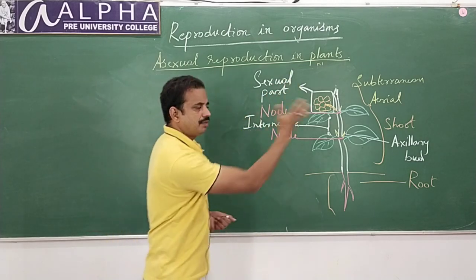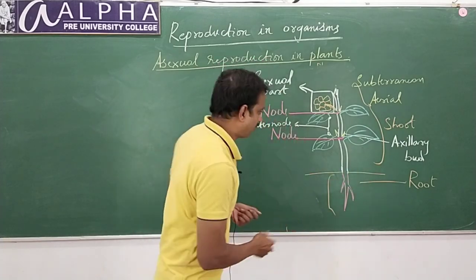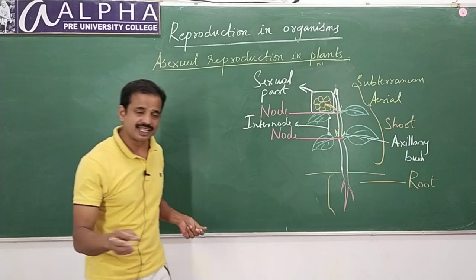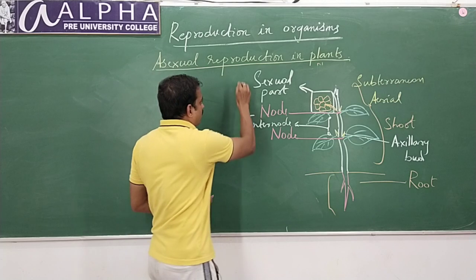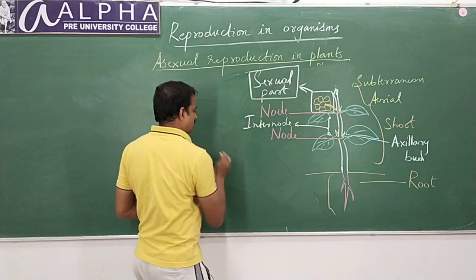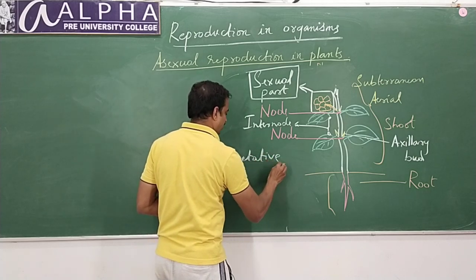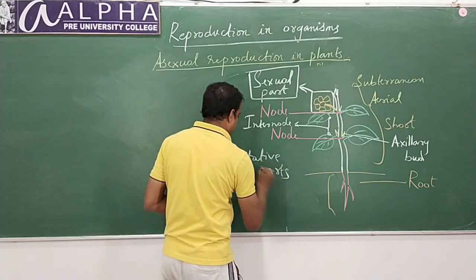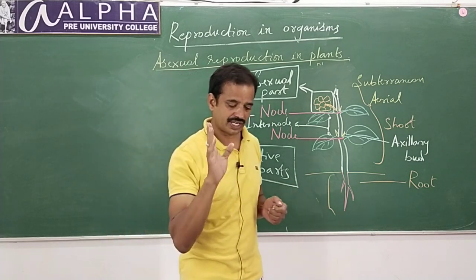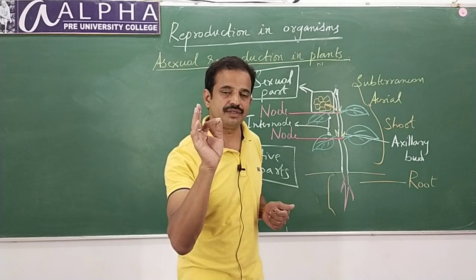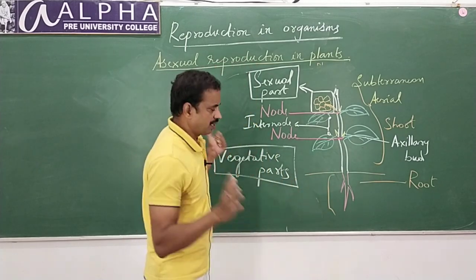And all the remaining parts, root, stem, axillary bud, leaves, are simply referred to as vegetative parts. Okay? I put a box here, vegetative parts. Okay, students, did you understand the meaning of sexual part? Sexual part is the part which helps the plant to reproduce sexually, and it is a flower.